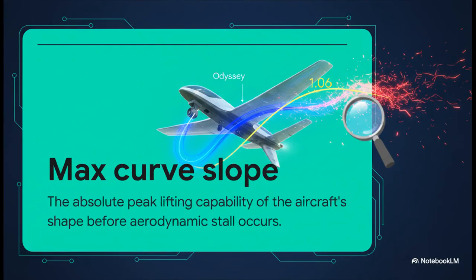The absolute peak lifting capability of this aircraft shape is represented by the max curve slope, which is 1.06. This is the absolute ceiling of our lift matrix. Engineers explicitly targeted 1.06 because it gives the Odyssey just enough aerodynamic grip to maneuver and loiter at lower speeds without the airflow separating. If you push beyond this curve, you hit an aerodynamic stall and gravity takes over entirely.